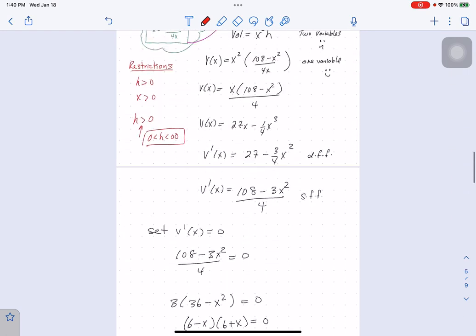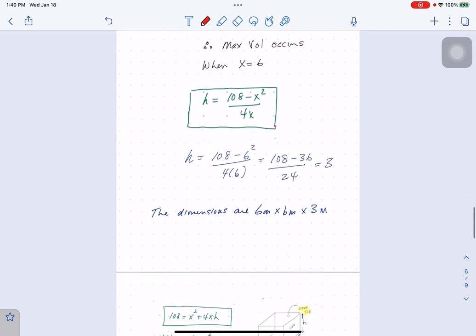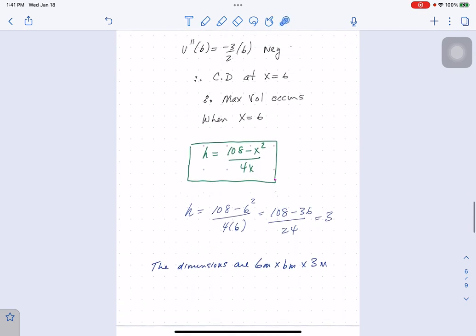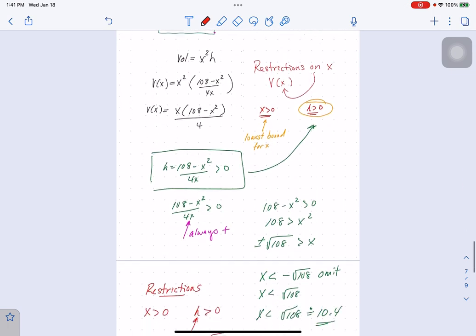Going back up and looking at that question again, I think we came up with an x value of 6. And that is certainly well within our restrictions of 0 and square root of 108, which again, remember, is approximately 10.4. So we are good to go with that critical value being on our restricted domain.